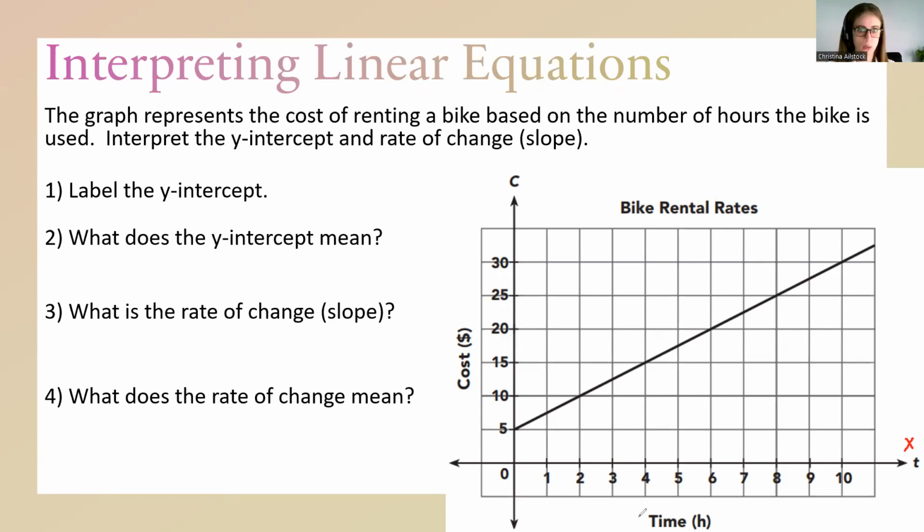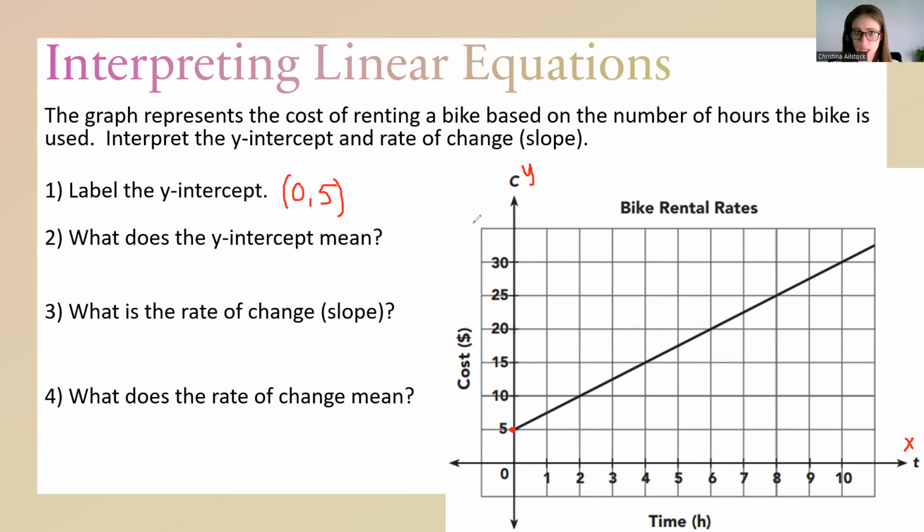And our graph is counting by ones, so every dash is 1 hour. And then our C, otherwise known as our y-axis here, is the cost. And then notice that in this one, their graph is counting by fives, 5, 10, 15, 20. So that is something that we'll need to remember. So first, let's identify that y-intercept. Remember, the y-intercept is where your line intercepts, where it touches that y-axis. So that would be right here at 5. So our y-intercept is located at the point (0, 5).